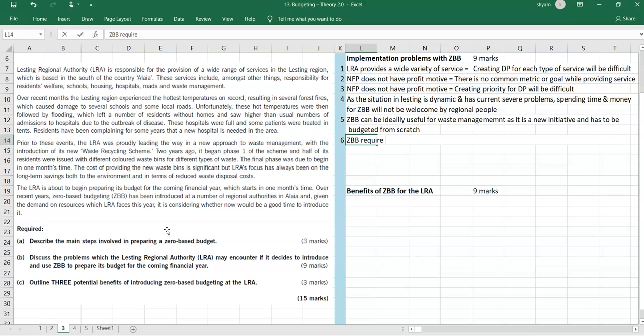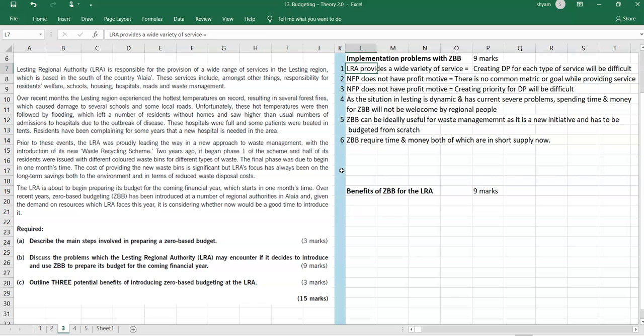requires time and money, both of which are in short supply now. Okay, so we got 6 points here. We couldn't get the 9 points which are usually asked in the question, but I think for these 6 points we could elaborate some of them so that you can get some more marks.